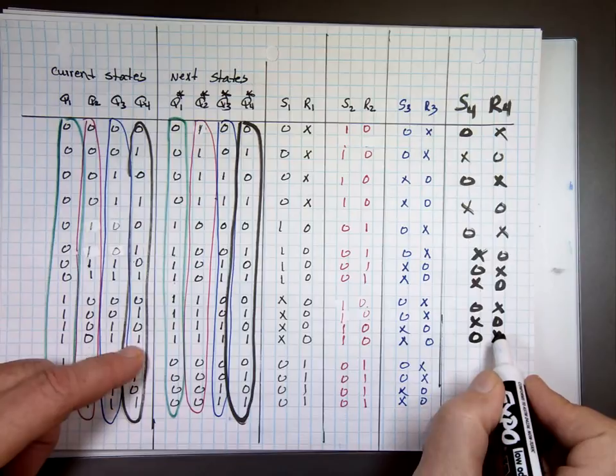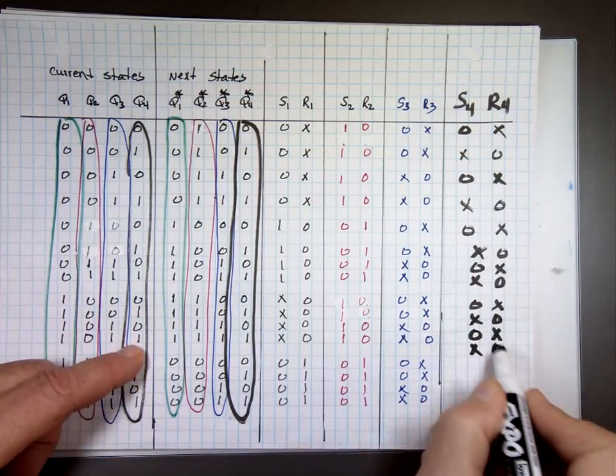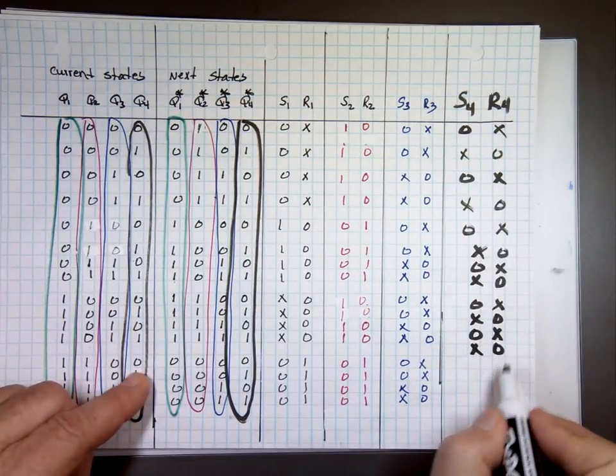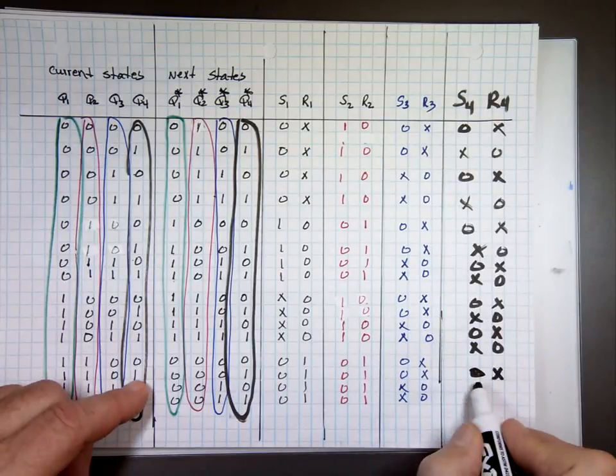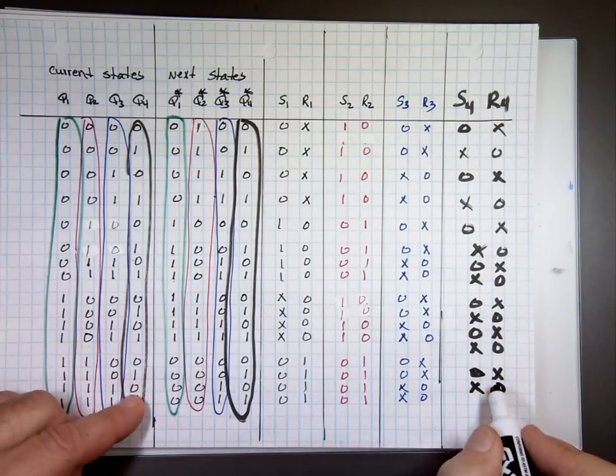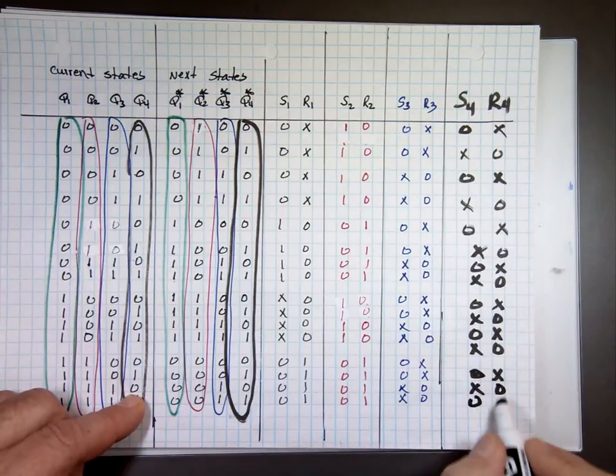Don't care, and 0. The last four: 0 to 0, 0 and don't care. 1 to 1, don't care, and 0. 0 to 0, 0 and don't care. 1 to 1, don't care, and 0.